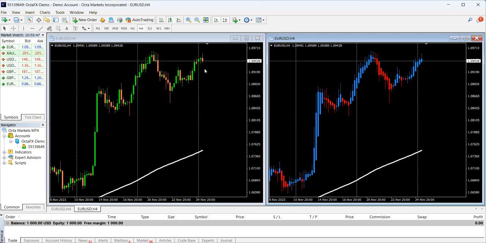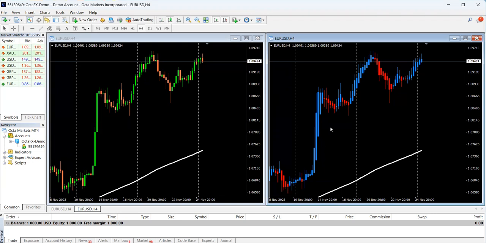You can also see on my chart I applied the EMA 200, and here too I have the EMA 200. That helps me to identify the long run trend of the market.